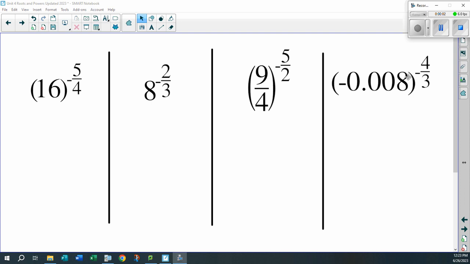I always say this is next level stuff. Take a look at this. Now, not only am I introducing the idea of negative exponents, but I'm also dealing with a fractional exponent. Oh no, just remember what I taught you.